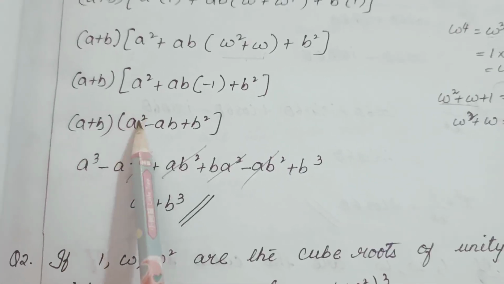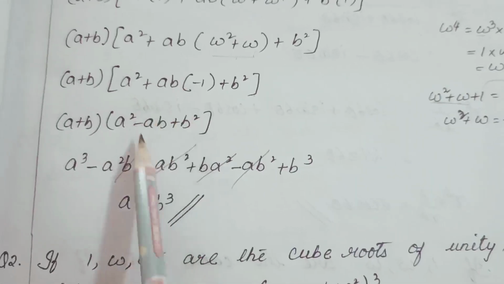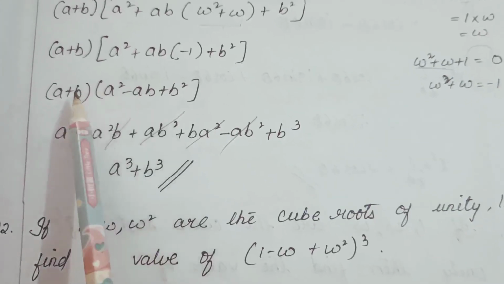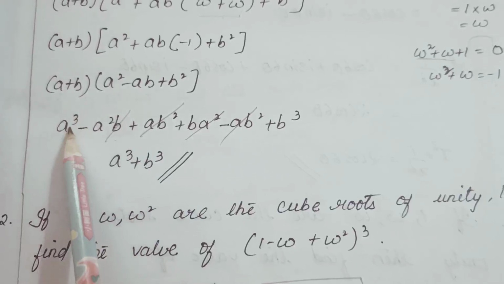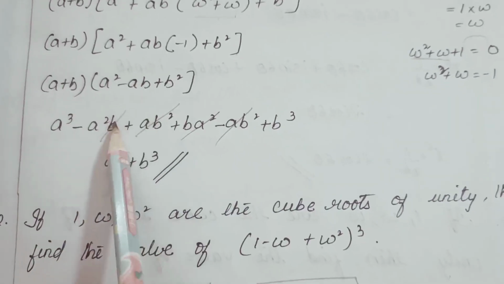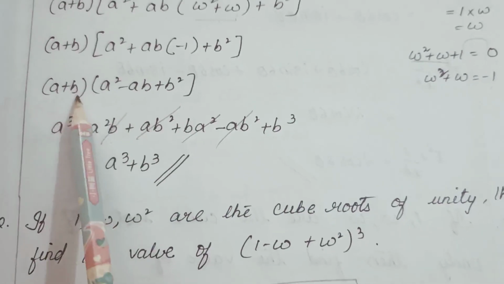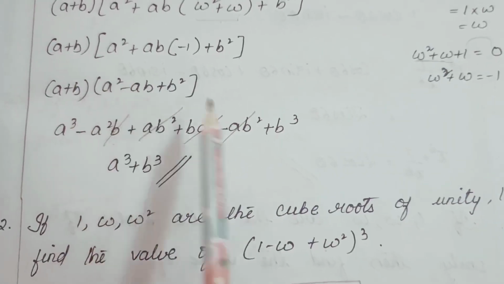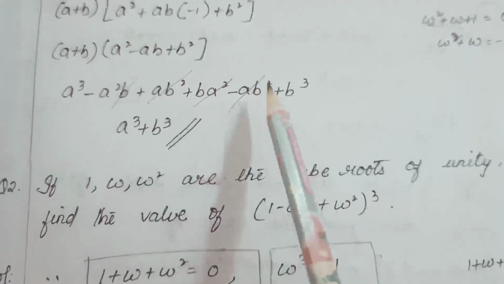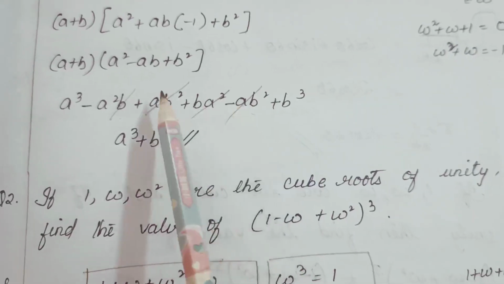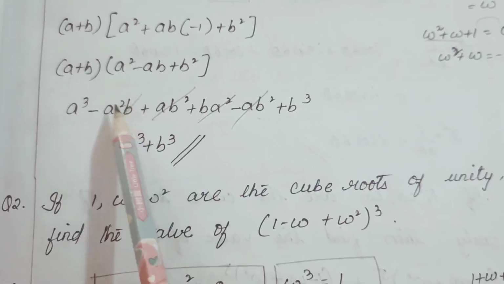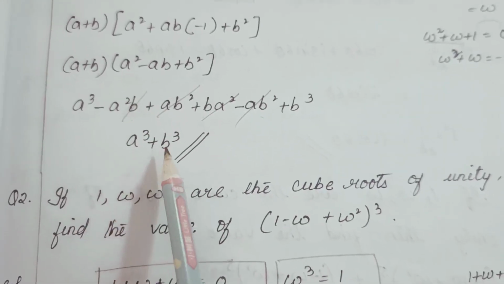a plus b, a square minus ab plus b square. a into whole bracket multiply b into whole bracket. a into a square, a cube, minus a square b, plus a b square. Now multiply with b: b into a square minus a into b square plus b cube. Okay, minus a b square plus a b square cancel, plus b a square cancel, a cube plus b cube, hence proved.